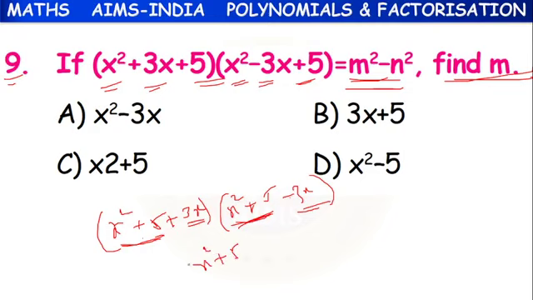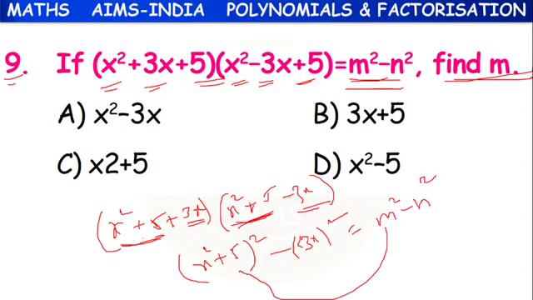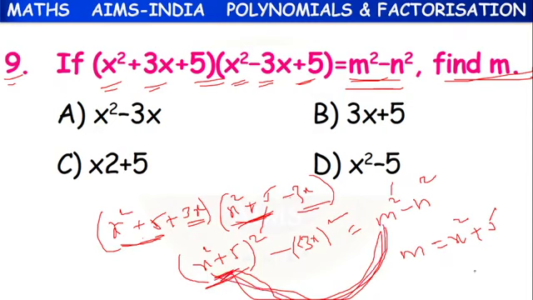Here what is A? (x² + 5) whole square minus, what is B? (3x) whole square. But this is equal to m² − n². So m² equals (x² + 5) whole square. Then what about m? m equals x² + 5. If we compare these two, in the place of square, square is there, and in the place of m, x² + 5 is there. So the m value is x² + 5. So option C, x² + 5, is the right answer.